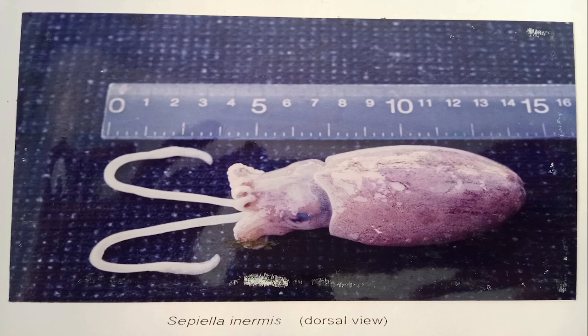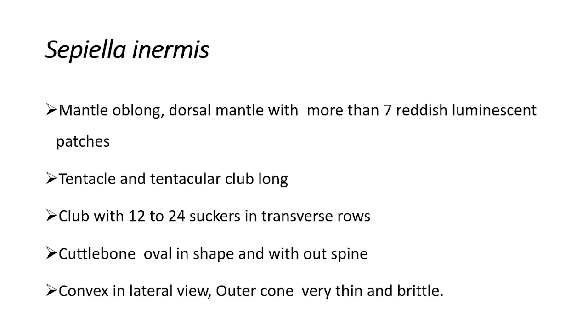This is a photographic image of Sepiella inermis. This is from Kanyakumari Landing Center. First key character is the mantle oblong, dorsal mantle with more than 7 reddish luminescent patches which are present around the mantle cavity. Second one is a tentacle and tentacular club long. The club with 12 to 24 suckers in transverse rows and a cuttlebone oval shaped with or without spines. Majorly without spines are dominant. The convex in lateral view and outer cone are very thick and brittle. These are the key characters I have shown and explained in the images.